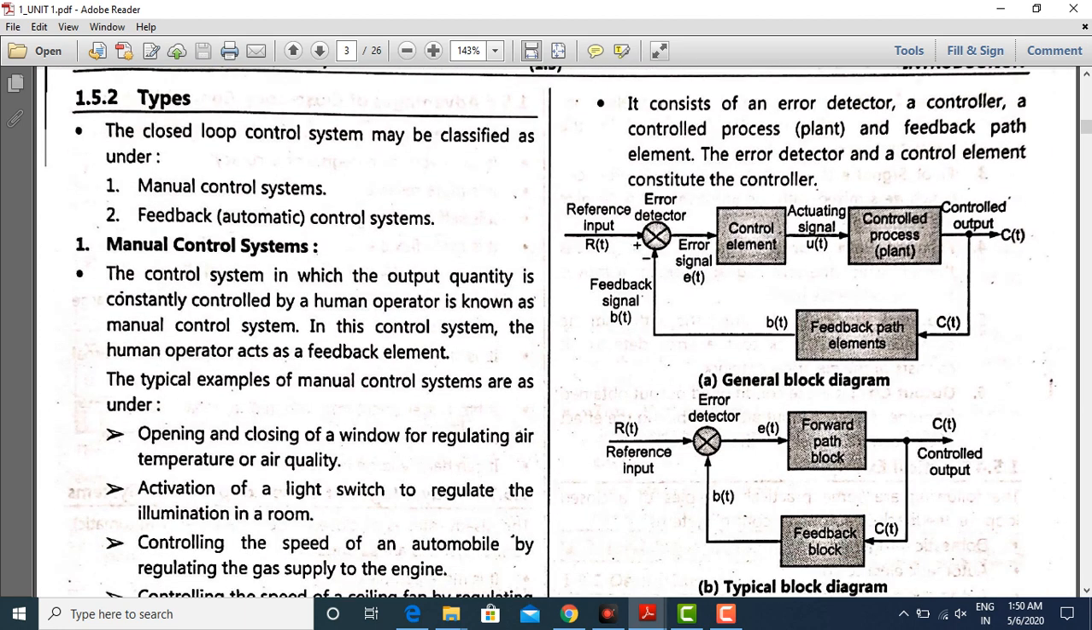Here we can see the diagram of closed loop system. Here we can see open loop system and closed loop system are the same. Only here feedback is present and there feedback was absent. Reference input is given to the comparator. Comparator will compare this feedback signal and reference input. Error signal here is generated. It is given to the control element. Hence actuating signal will be generated, that is U of t.